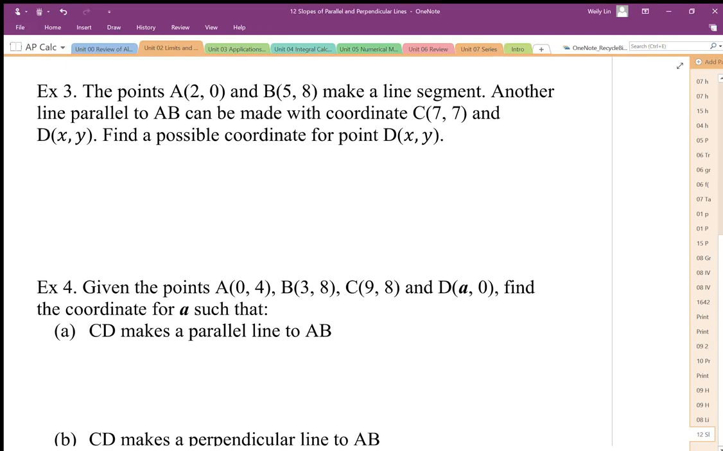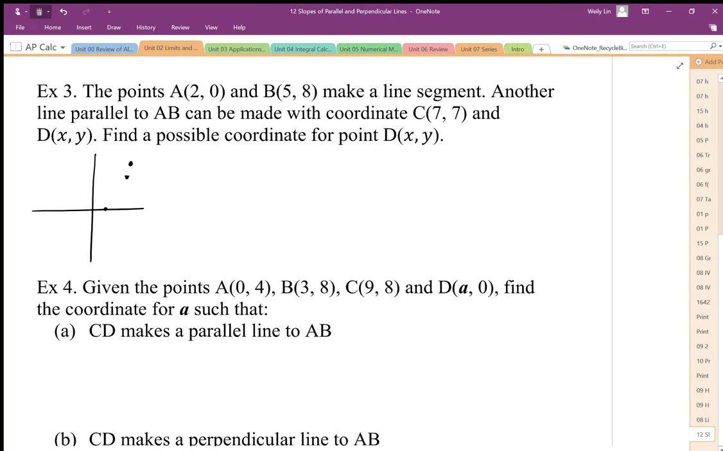In this problem, we've been given a few points, and we're trying to find a fourth point which makes the two lines parallel to each other. So let's just sketch this out. I have (2, 0), (5, 8), maybe somewhere around here. And I have another point, (7, 7), 7 over, 7 up, maybe somewhere around here.